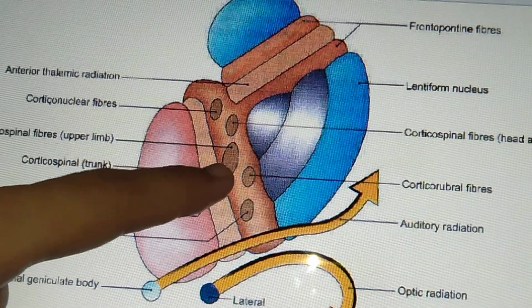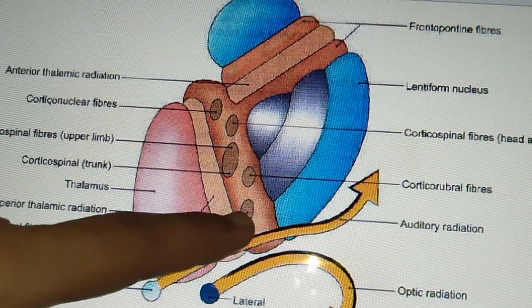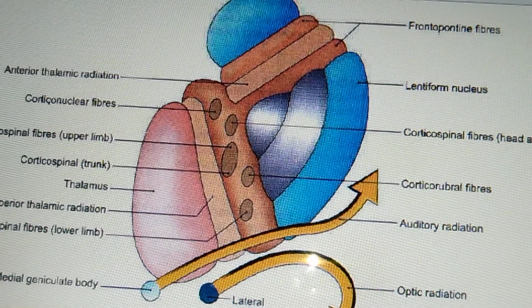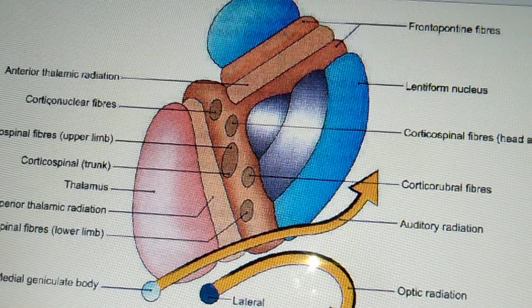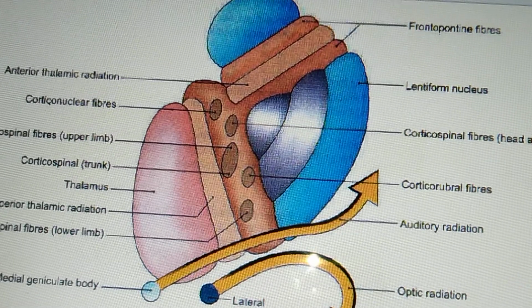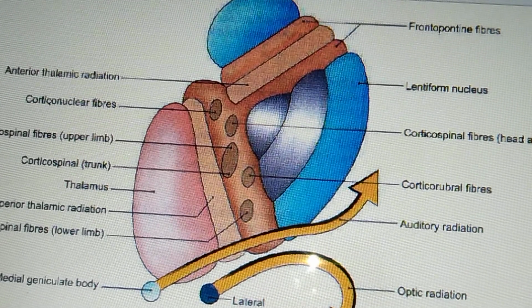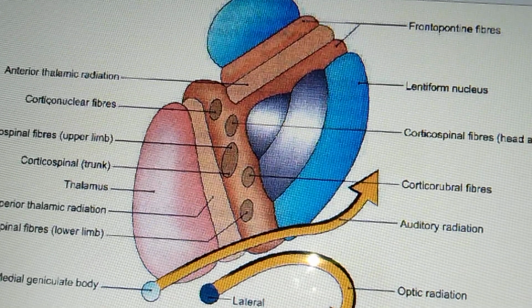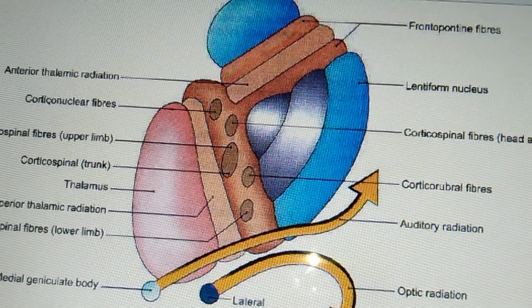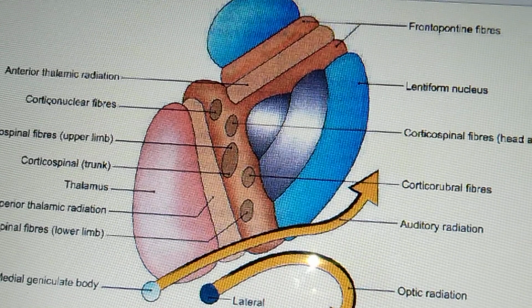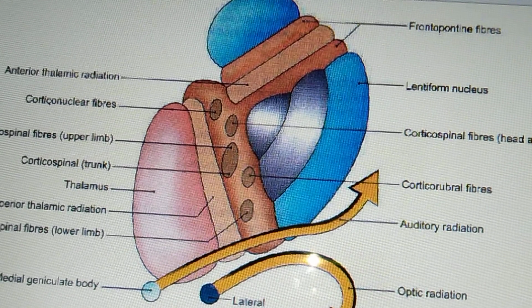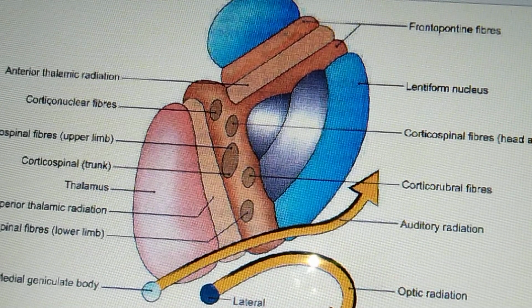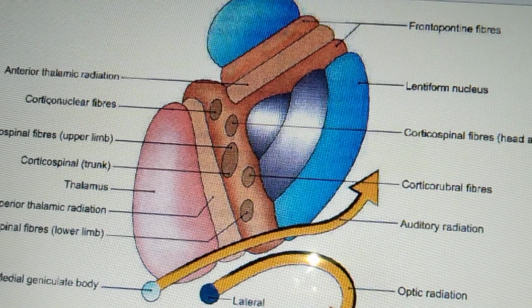Here is the trunk, and here are the lower limb fibers. All of these lie in the posterior limb of the internal capsule in sequential order. Then come the extrapyramidal fibers. These fibers start from the cerebral cortex as the corticostriate and corticorubral fibers and reach the corpus striatum and the red nucleus. Then come the sensory fibers.